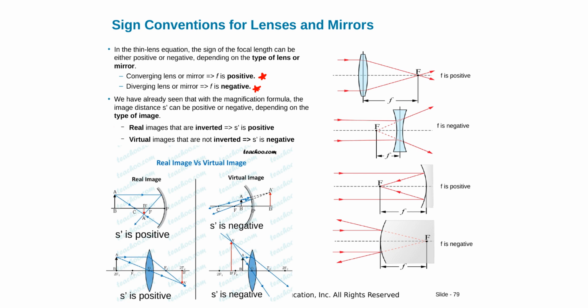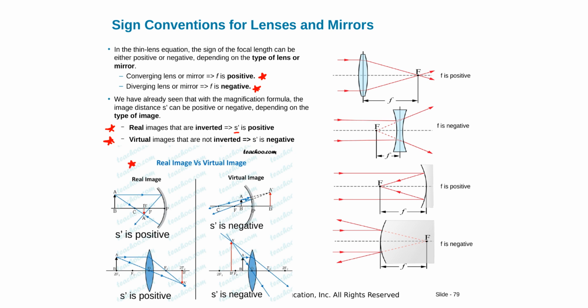And image distance could be positive or negative. If I have a real image, the image distance S prime is positive. If I have a virtual image, the image distance S prime is negative. And the object distance is always positive.